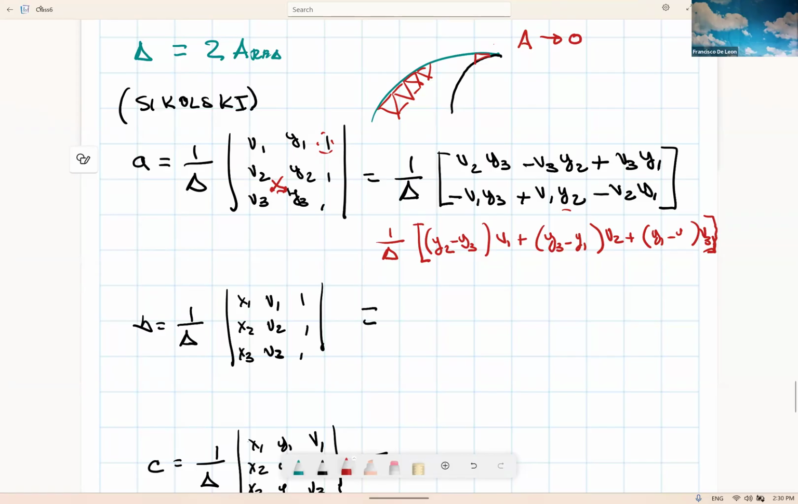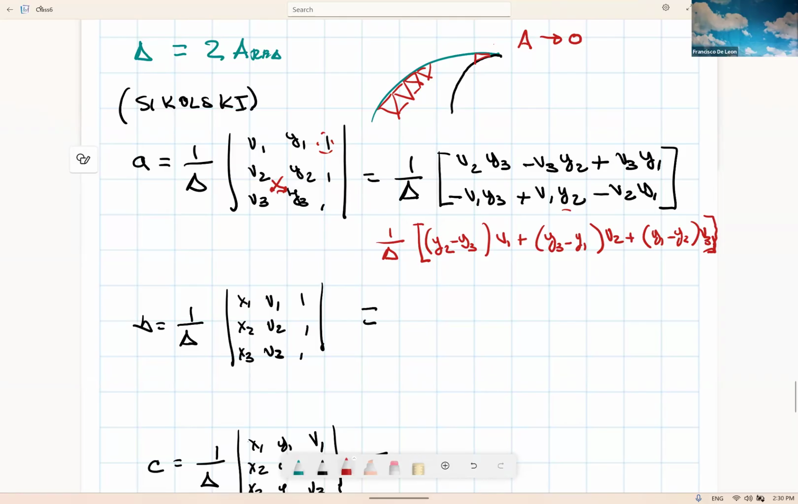And something I don't like. V3 is Y2. Ah, no, see, yes, minus Y2. Minus 1 minus Y2. Yeah. Okay. So I leave it like this.